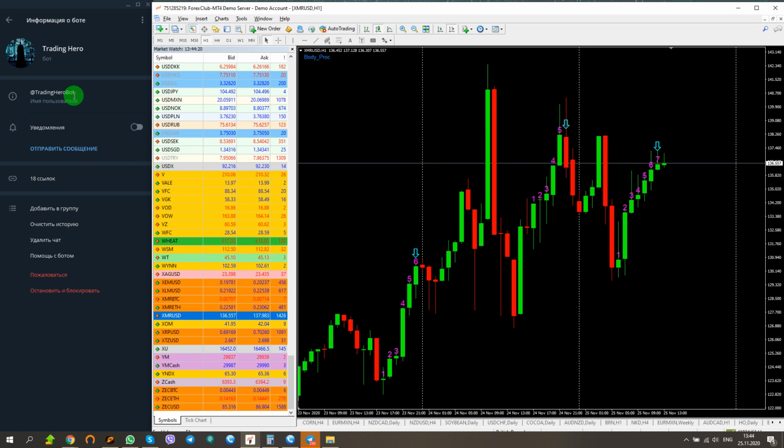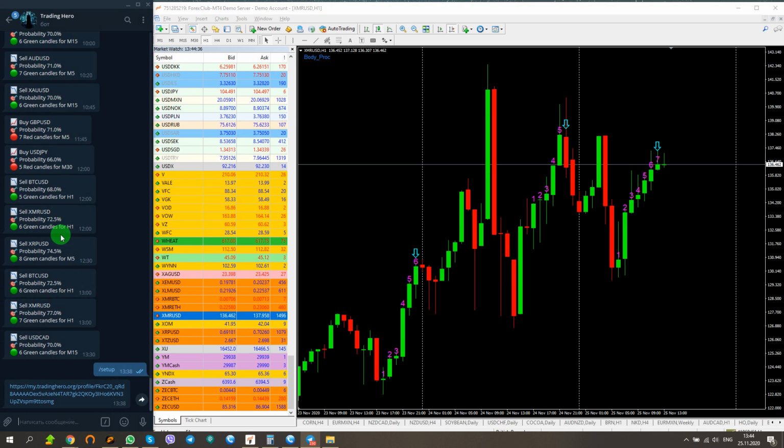To subscribe to the signals, you should find the Trading Hero bot in Telegram. You should simply type the name of the Trading Signals chat at Trading Hero bot, and afterwards you will be added to this channel. Then you should type the command, or simply press slash, and you will see 4 commands that are supported by this bot for now. First is start, second is stop, then we have setup and help.